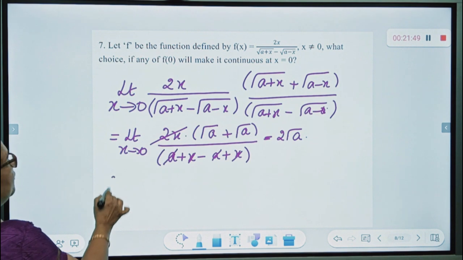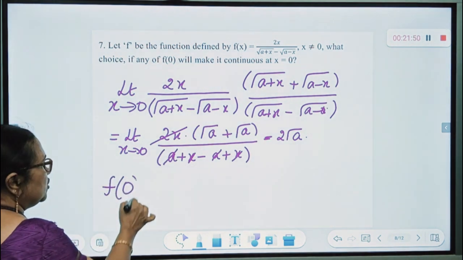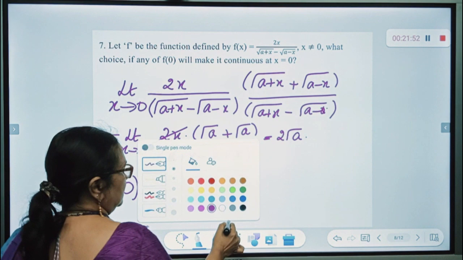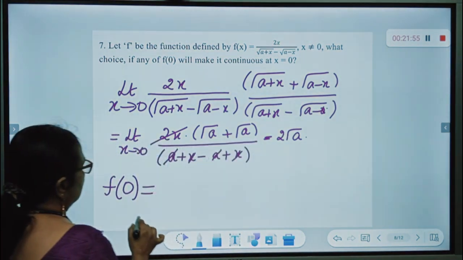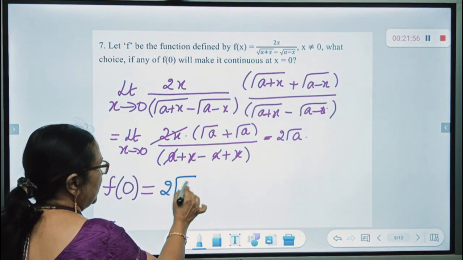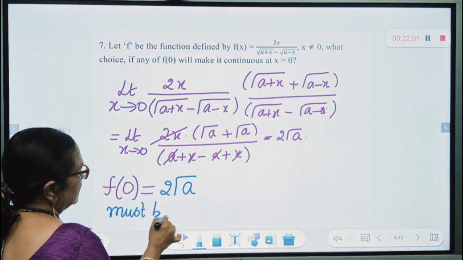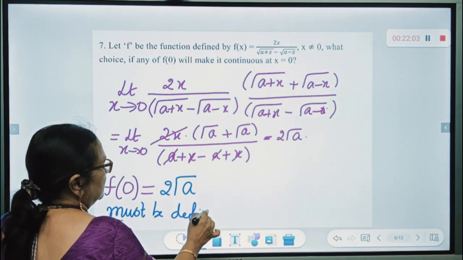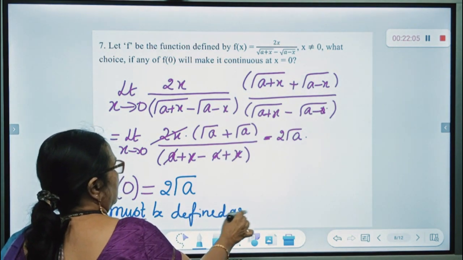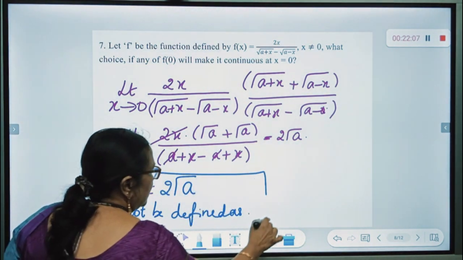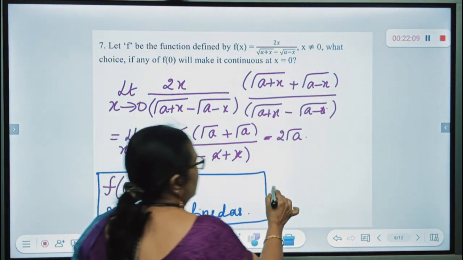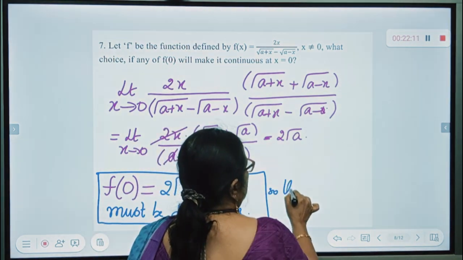So what should be your f of 0? So f of 0 must be defined as 2 root a, so that f is continuous.